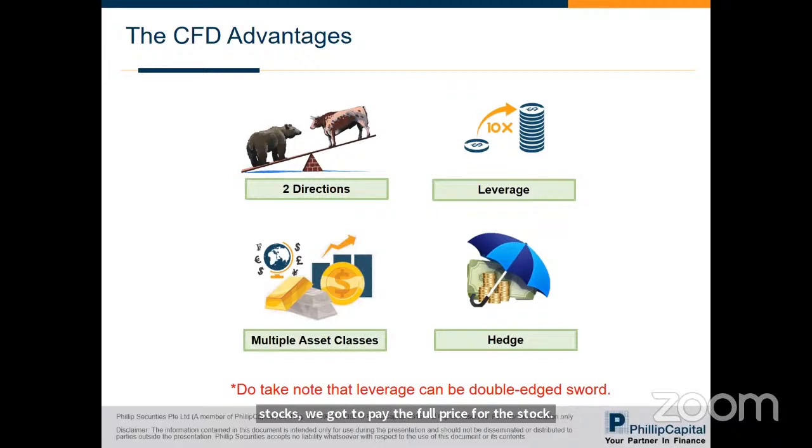There are also multiple asset classes like forex, indices, equities, and commodities. Ultimately, another advantage is hedging. It is like an insurance. In the event of bad news, whatever it is, anything that impacts the stock negatively, your portfolio can be protected. So we can hedge our portfolio against news using CFD.